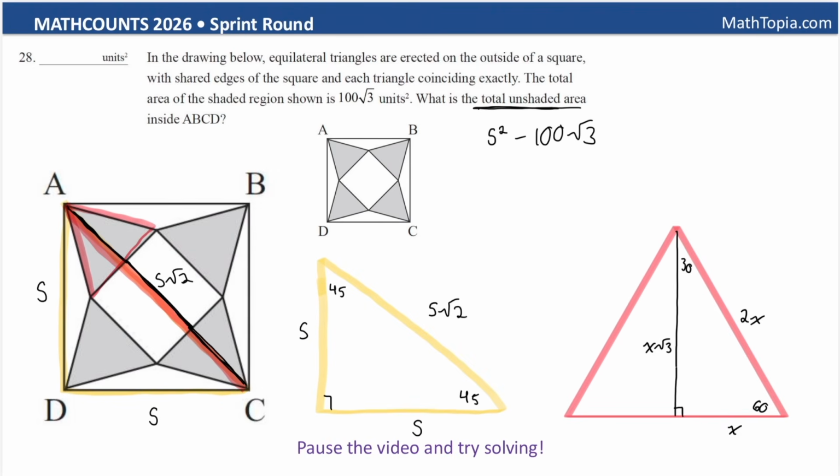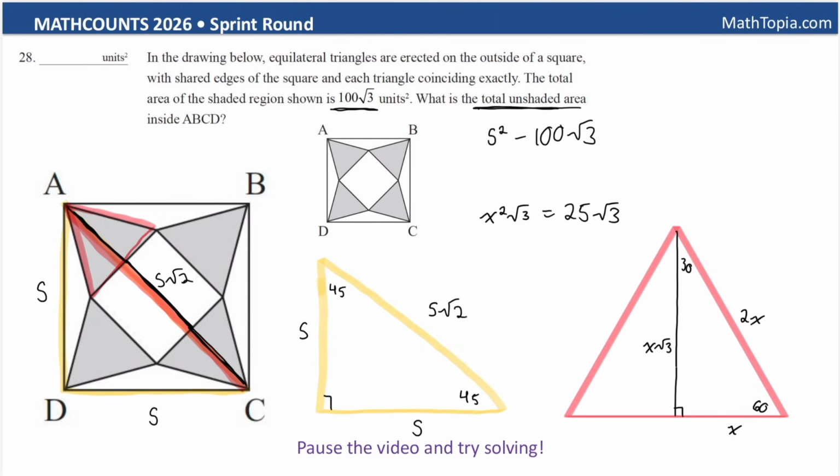And the total area of this triangle is going to be x squared root 3, because we have 1/2 times the length of the base times the height. Now, if the total shaded area is 100 root 3 units, that means that each triangle is going to be 1/4 of that amount. So 100 root 3 divided by 4 is 25 root 3. So 25 root 3 is going to be the area of one of the smaller shaded triangles.